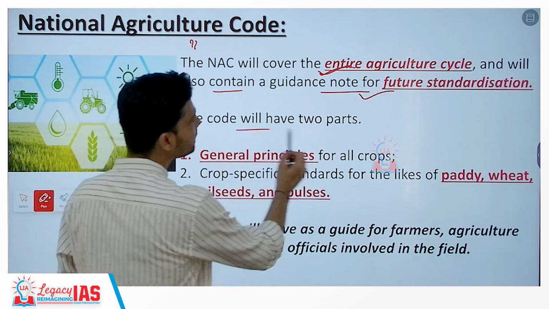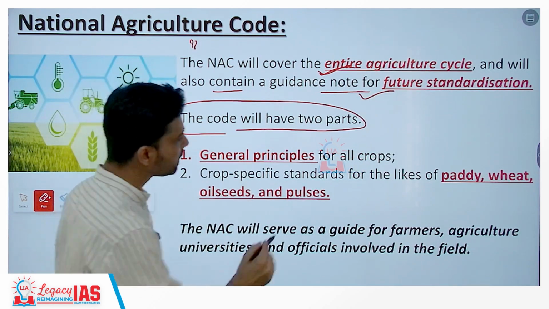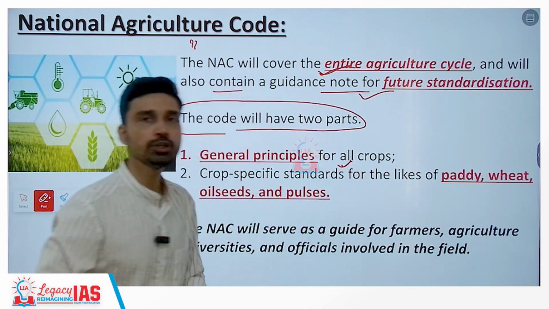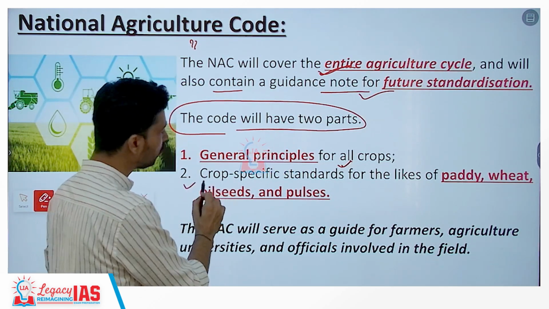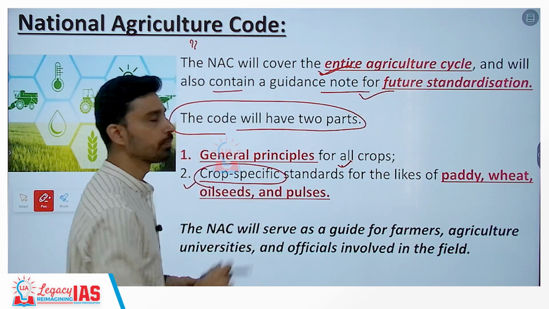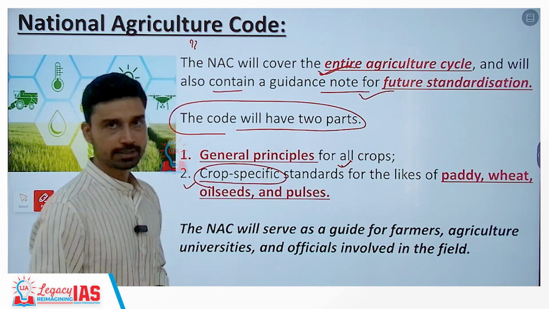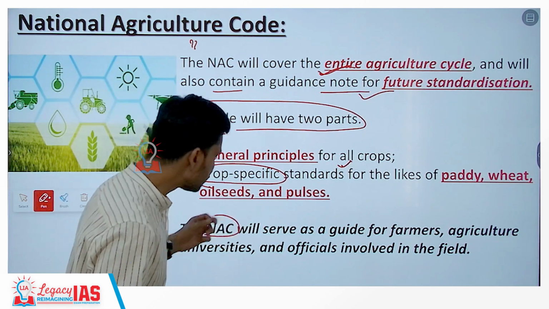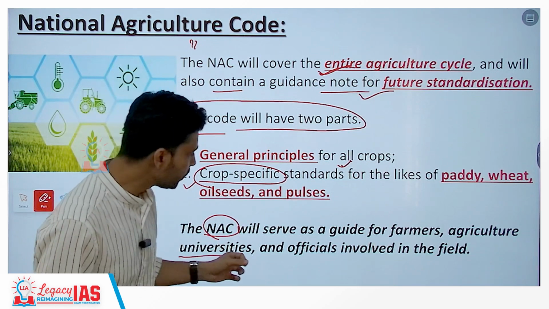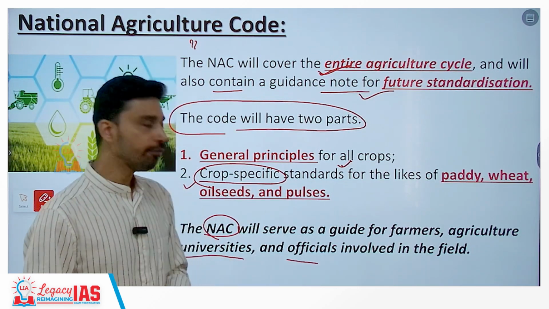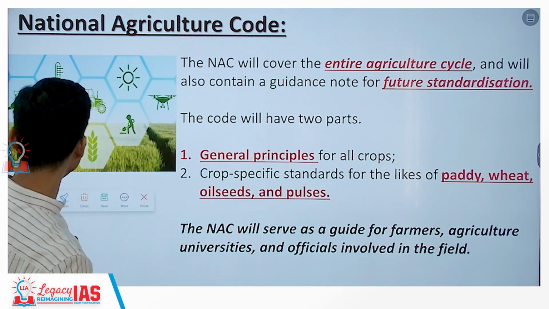The code will basically have two parts. The first part is referred to as the general principles, which will be applicable for all crops sown and grown in India. The second part of the code will be specific to a particular crop, and it will set standards for the likes of paddy, wheat, oilseeds and pulses. In this regard, the National Agricultural Code will serve as a guide not only for farmers but also for agricultural universities as well as the agricultural officials who are involved in the field. So this is basically what we can say about the NAC.